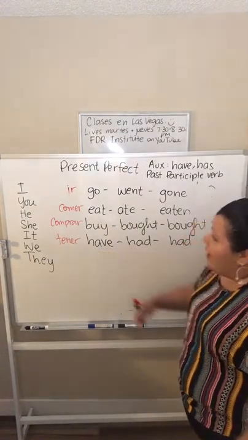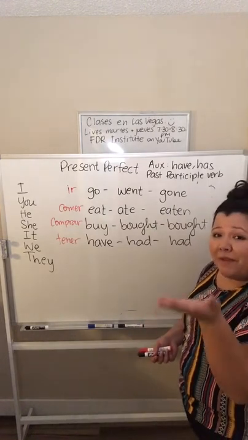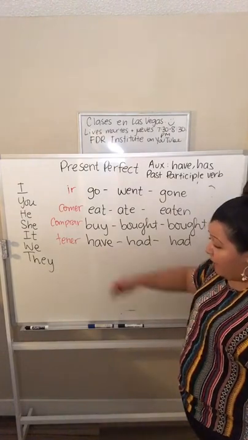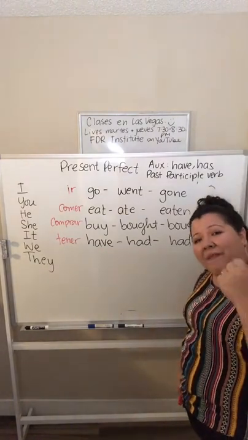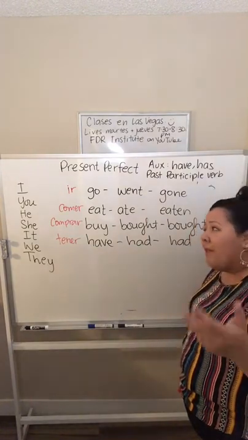Miremos el verbo tener. Pues ya estamos viendo la palabra have, pero estamos viendo el auxiliar, ¿no? El verbo auxiliar. So, si yo quiero decir tengo, I have. I have a phone. I have a car. I have a nice family. I have a home. Tengo.